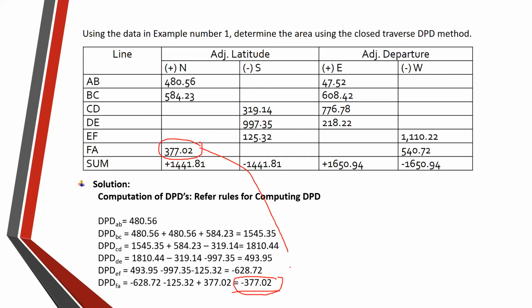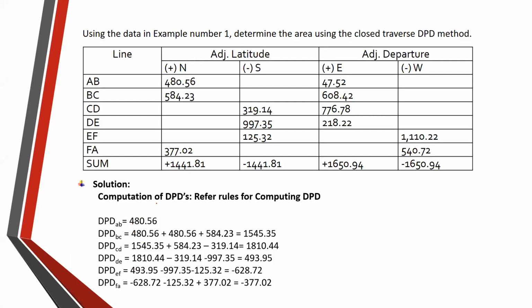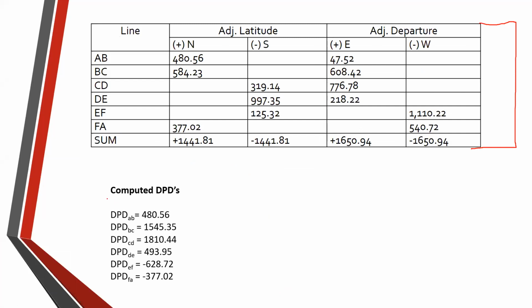And dito pa lang, malalaman mo na yung DPD sa AB, sa BC, CD, DE, and EF are correct. So, pag kabahan ka na pag hindi yan nagparehas. Meron kang namaling DPD calculation. Next, ilagay nyo yung calculated DPD dito. Hindi ko pala nalagay. Ilagay nyo yung DPD na calculated. So, ito yung mga computed DPD natin.